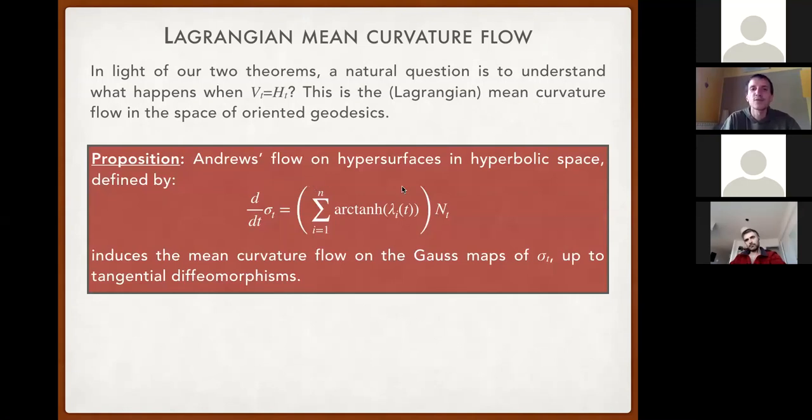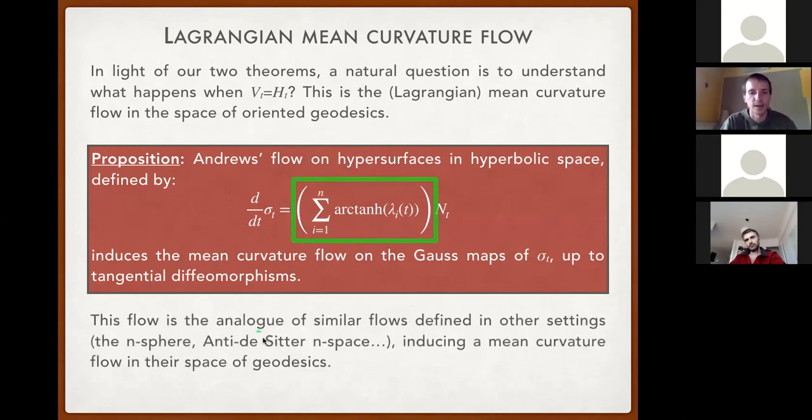So basically, if you evolve in hyperbolic space, this is a very local result. In fact, there's no group action, nothing. If we evolve in hyperbolic space by this flow, by means of this weird function, which is the sum of the hyperbolic inverse tangent of the principal curvatures, and then you look in the space of oriented geodesics, this induces the mean curvature flow up to some tangential deformation.